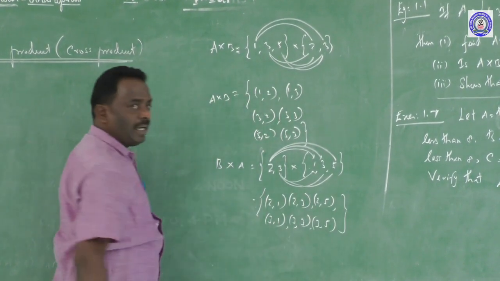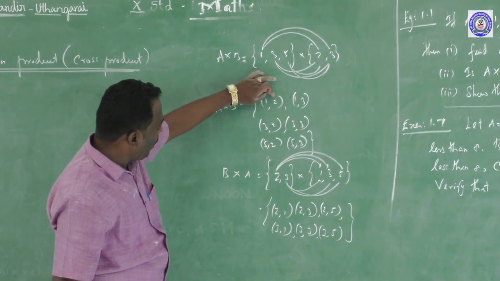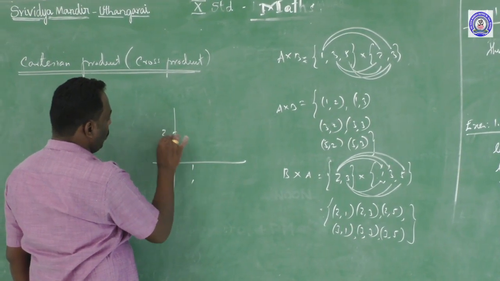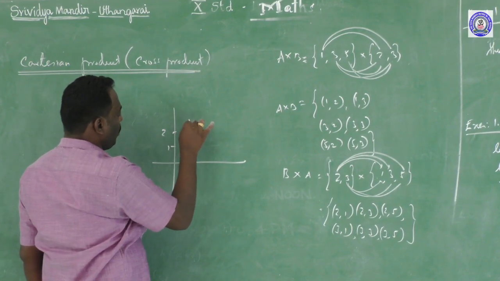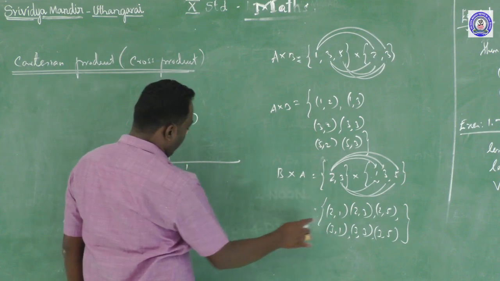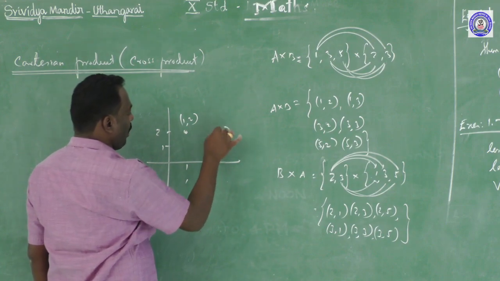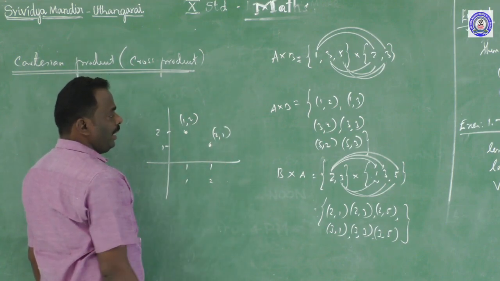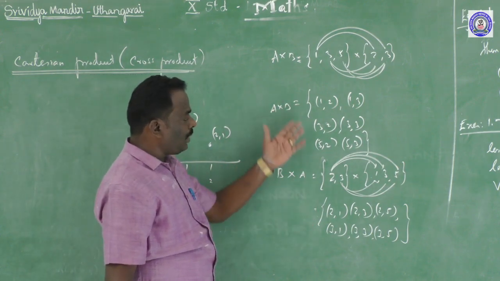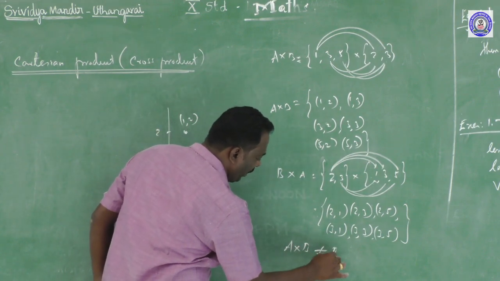Now look at the answers. The ordered pairs of A cross B are different from those of B cross A. For example, if we plot the point (1, 2), this is the point 1 comma 2. If we plot a point in B cross A, it is 2 comma 1. Therefore 1 comma 2 is different from 2 comma 1. Therefore the ordered pairs of A cross B and B cross A are both different. Therefore we can say that A cross B is not equal to B cross A.